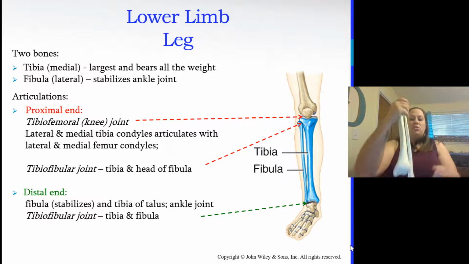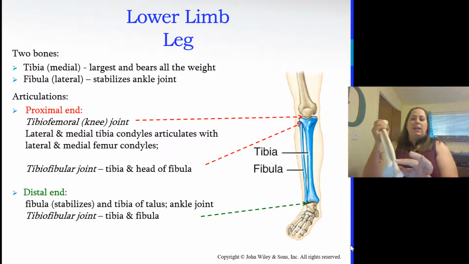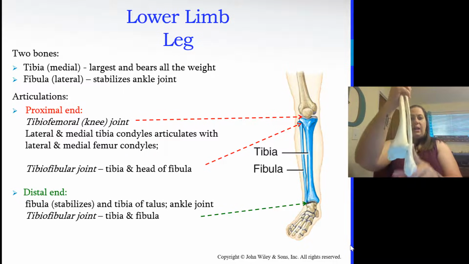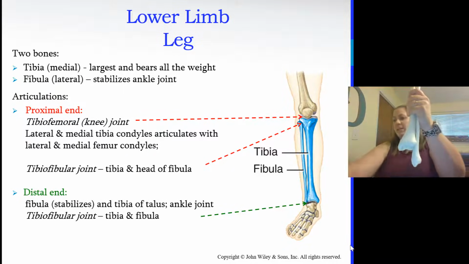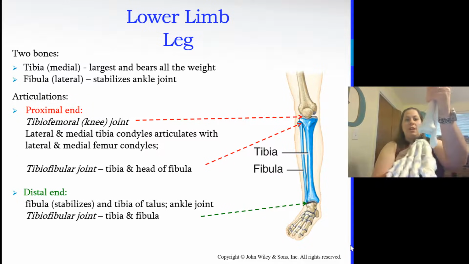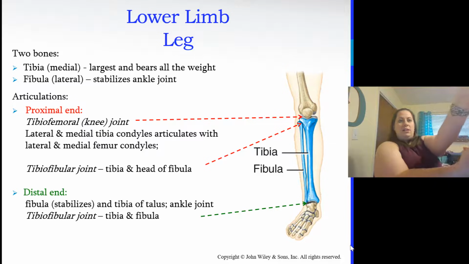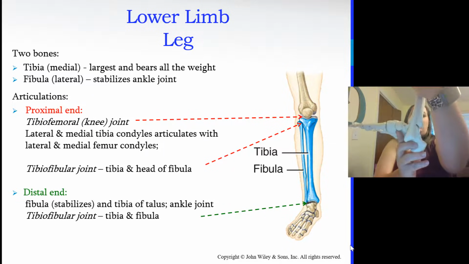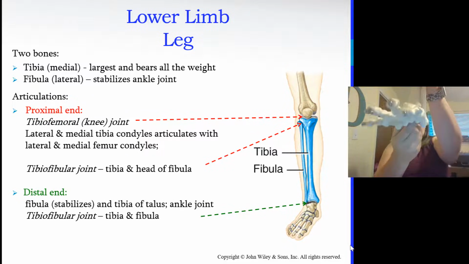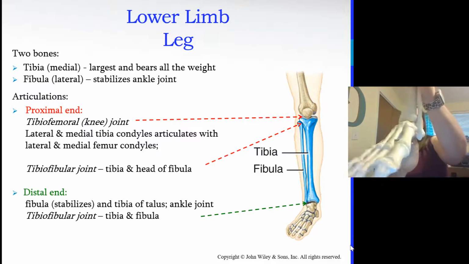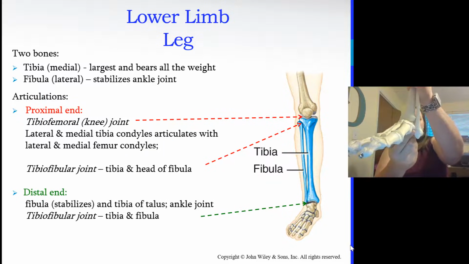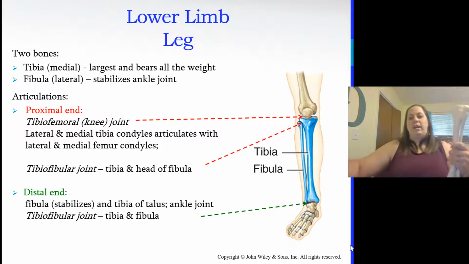On the distal end, you do see that it's going to articulate down here with the tibia again. And it's also going to articulate with the talus of the ankle or the foot. Okay, so it's going to articulate here with the talus. All right, so you can see the structure of how the foot fits in to this structure. Okay, this is called the tibiofibular joint as well.